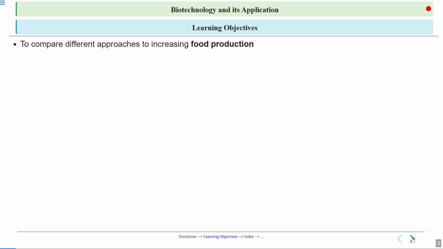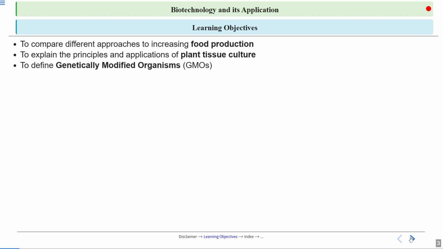So what are the learning objectives of today's class? First, we will compare the different approaches to increase food production. We will see the different approaches that have been followed over the last few decades, and what has changed so that we could increase the yield of our food production. Second, we will explain the principle and application of plant tissue culture. Then we will define what genetically modified organisms are. Then we will describe the mechanism of action of Bt toxin.